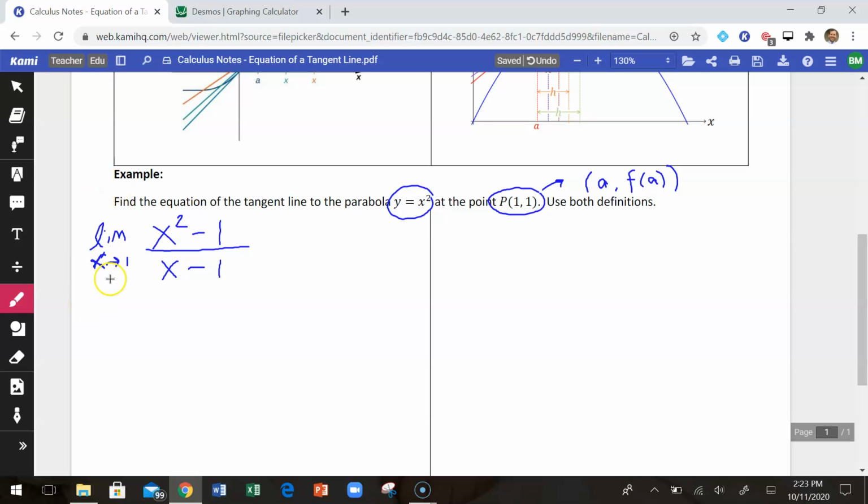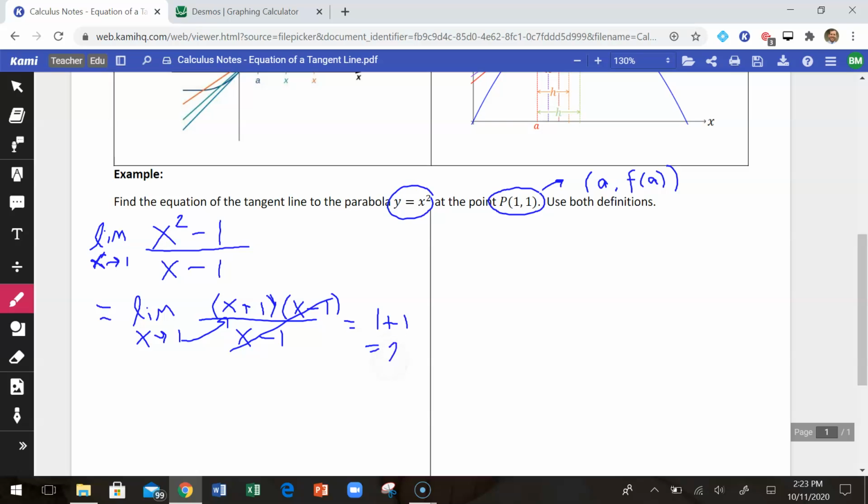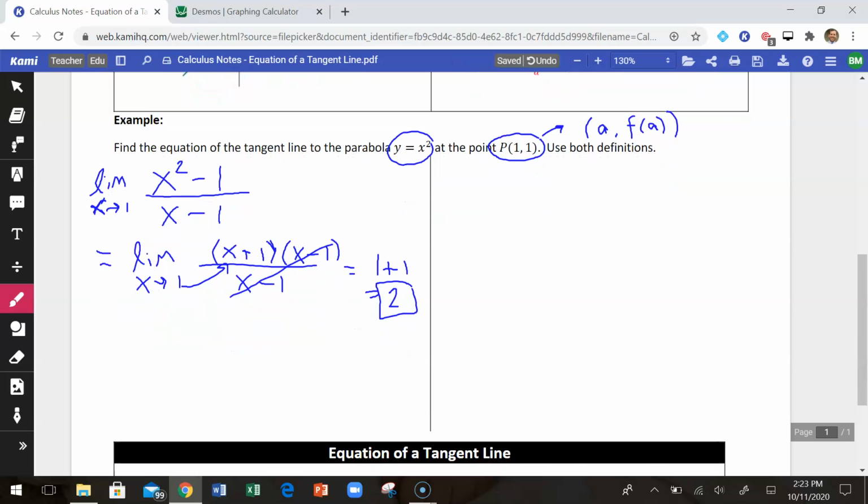Now, if I'm evaluating a limit, I try to just plug the value in. I would get 0 over 0, so I can't do that. So I'm going to do just a little bit of algebra here. I'm going to factor the top. We have x plus 1 times x minus 1. And then on the bottom, x minus 1, and the x minus 1s will cancel, and then I can evaluate my limit, which would give me 1 plus 1, which is 2. Okay, now again, that's the slope of our tangent line.